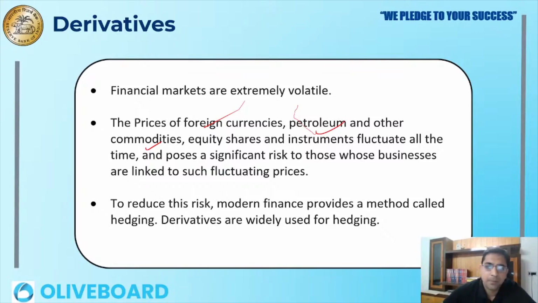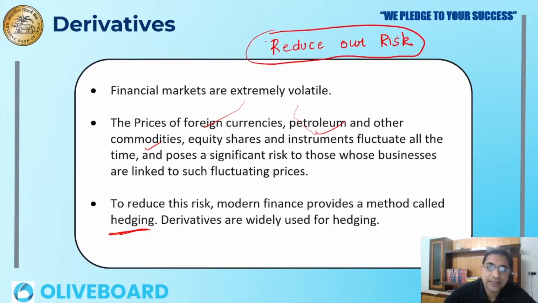Foreign currencies, petroleum, other commodities, they keep on fluctuating and there is a huge risk associated because of this fluctuating price. So to reduce this risk, modern finance provides various types of instruments. One thing is called hedging. Derivatives are widely used for hedging purposes. That means we want to reduce our risk, and that is why we want to use derivatives.